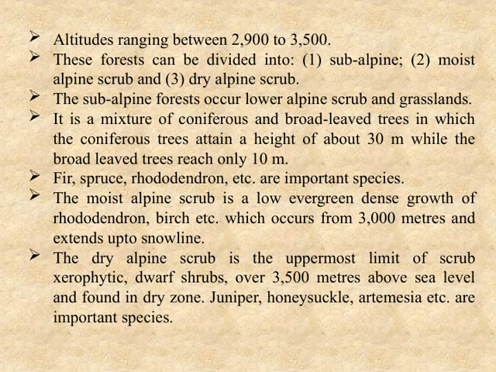Moving higher, we encounter the moist alpine scrub. This is a dense, low evergreen growth of plants like rhododendron and birch, which extends from about 3,000 meters up to the snowline. The environment here is moist and cooler, supporting these lush, evergreen shrubs.